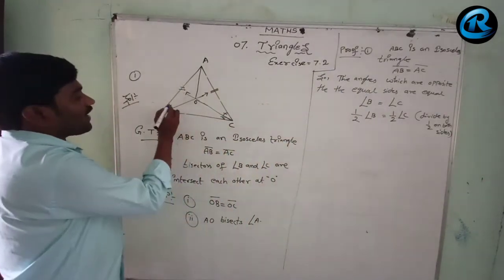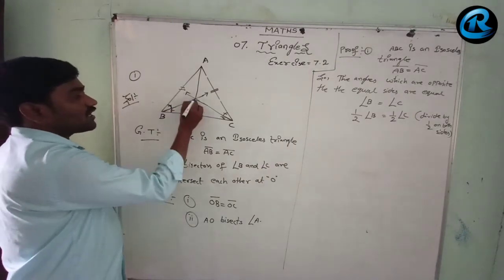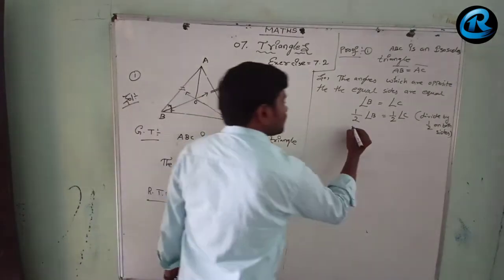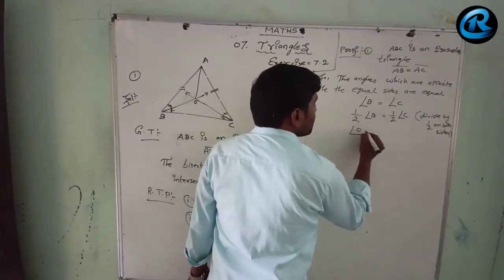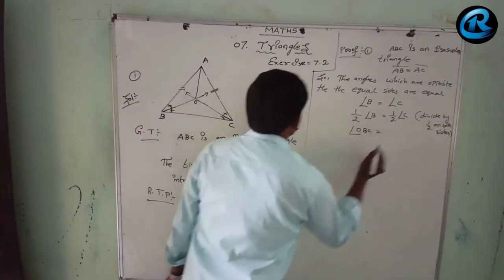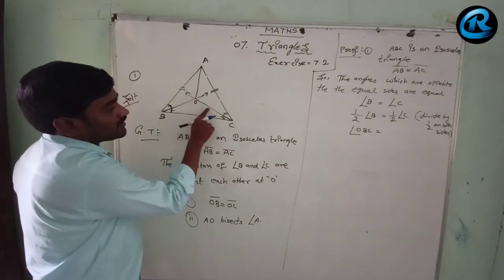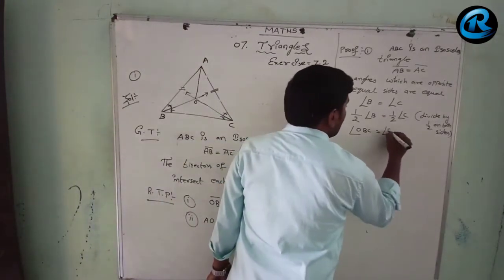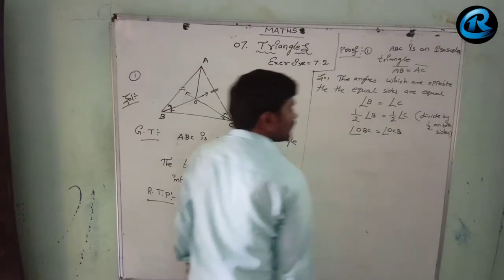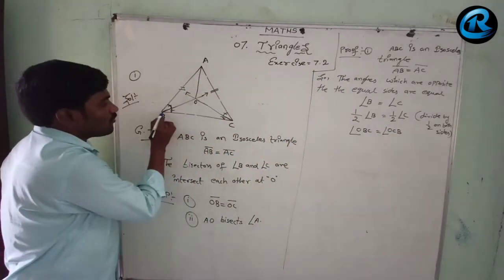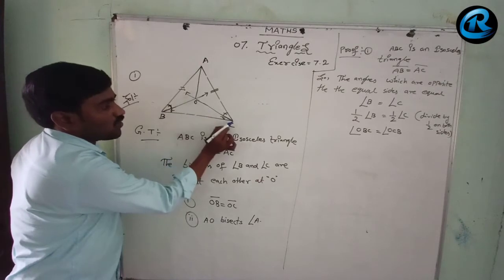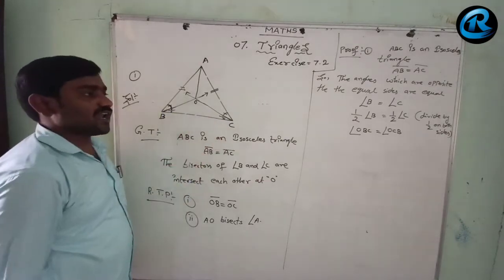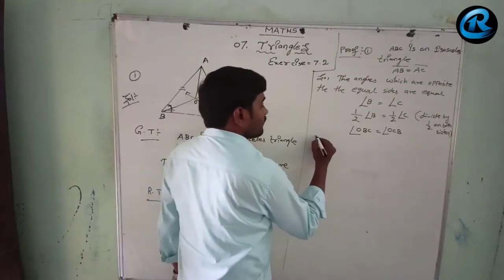So we get 1 by 2 of angle B, in the sense angle OBC, equal to 1 by 2 of angle C, that is angle OCB. So here angle OBC equal to angle OCB. These two angles are equal now.